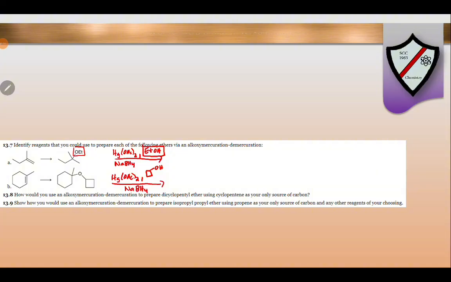The next two questions ask us how we would do alkoxymercurations preparing some symmetrical ethers using cyclopentene and propene as our only source of carbon. I want you to work on those on your own, and I want to discuss those in class together. I think those are really fun questions, and they kind of test your ability to apply a few things learned thus far in organic chemistry. So we will circle back to those in class together at a later time.